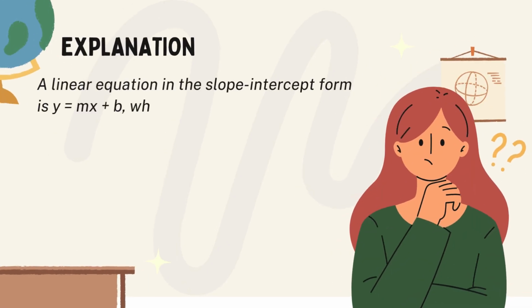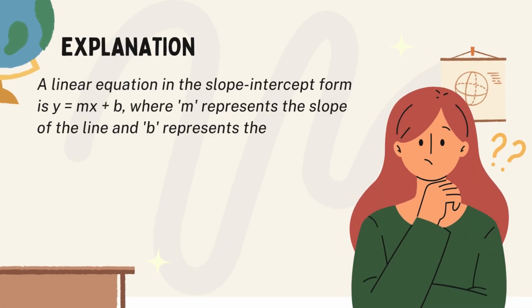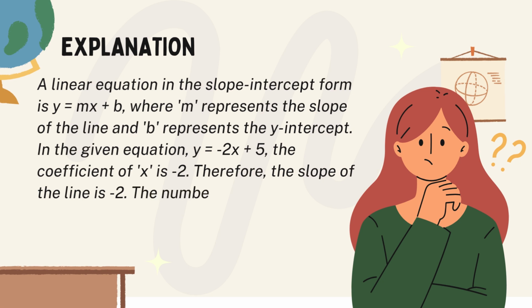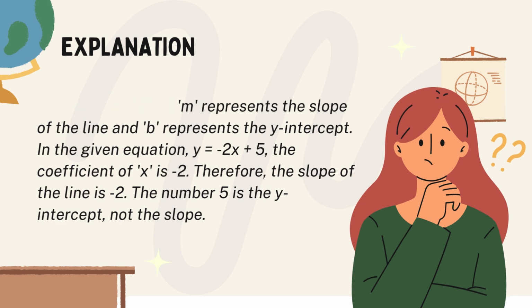Answer. B. Minus 2. A linear equation in the slope-intercept form is y equals mx plus b, where m represents the slope of the line and b represents the y-intercept. In the given equation, y equals minus 2x plus 5, the coefficient of x is minus 2. Therefore, the slope of the line is minus 2. The number 5 is the y-intercept, not the slope.